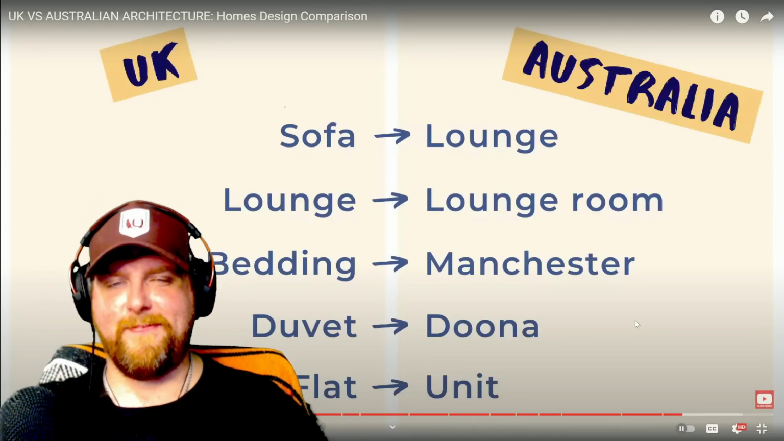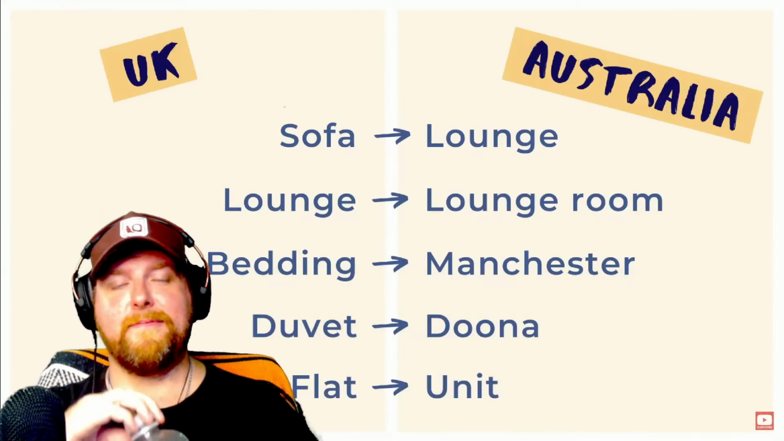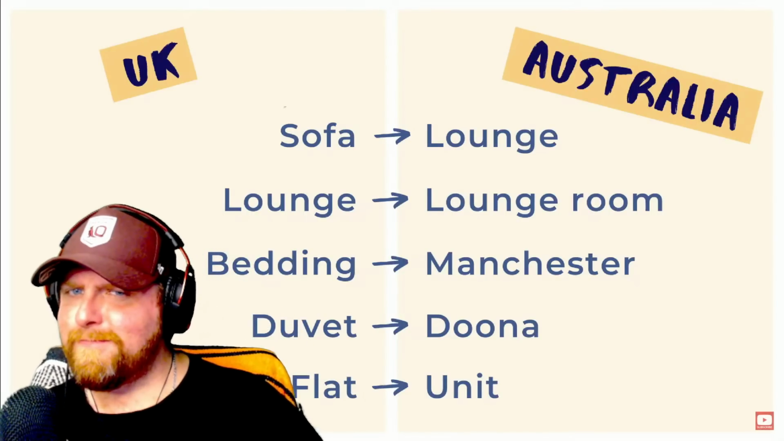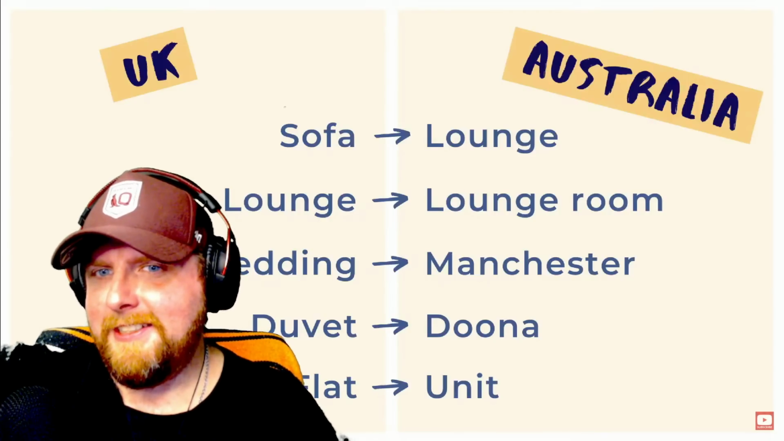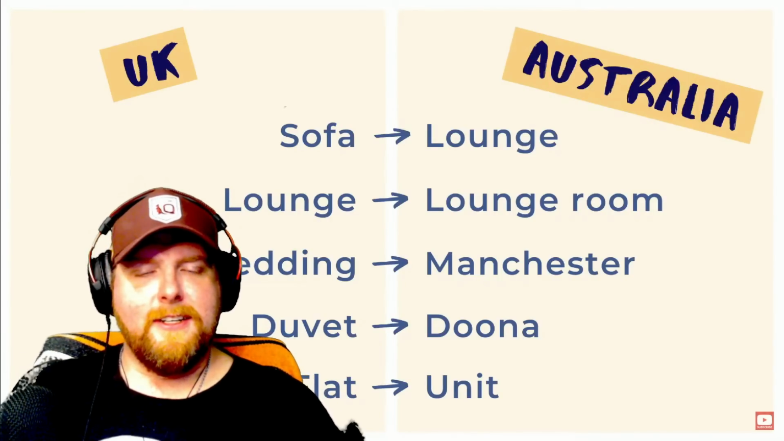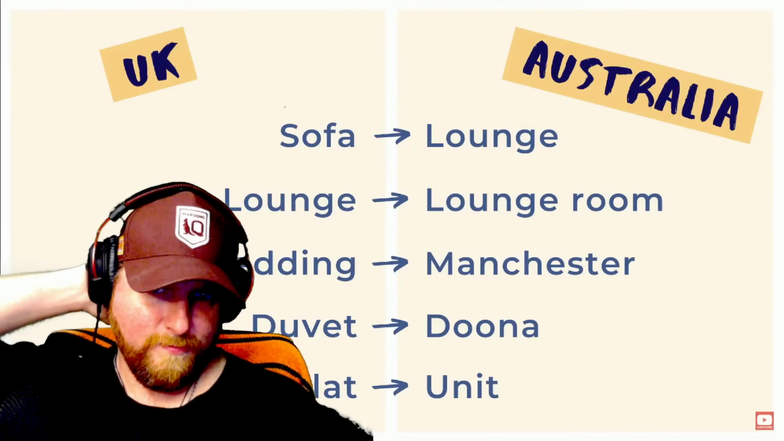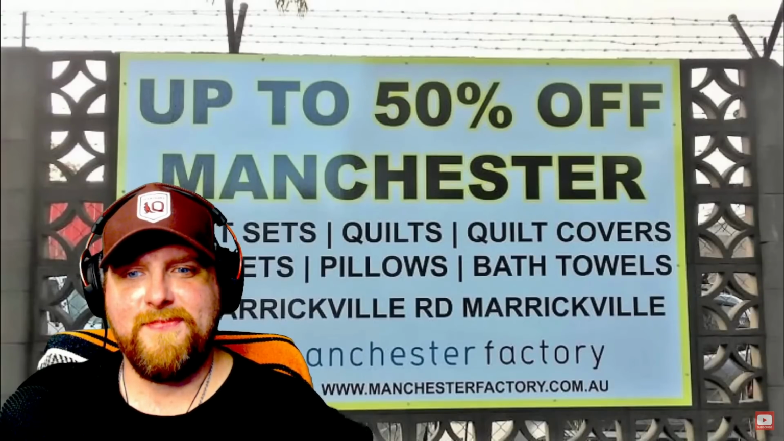What we call a lounge or a living room in the UK, Australians would call the lounge room. Living room here. Also, bedding and towels in Australia, they call this Manchester, which is meant to be from the olden days when cotton items had to be imported from Manchester in the UK. Also, a duvet is called a doona in Australia. They do use the word quilt as well, though. A flat or apartment in Australia is called a unit. So in Australia, you can sit on a lounge in the lounge room and then go and get under your Manchester and your doona. No kidding.